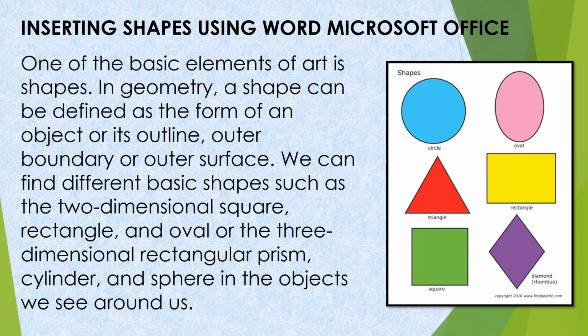Inserting shapes using Word in Microsoft Office. One of the basic elements of art is shapes. In geometry, a shape can be defined as the form of an object or its outline, outer boundary, or outer surface. We can find different basic shapes, such as the two-dimensional square, rectangle, and oval, or the three-dimensional rectangular prism, cylinder, and sphere in the objects we see around us.